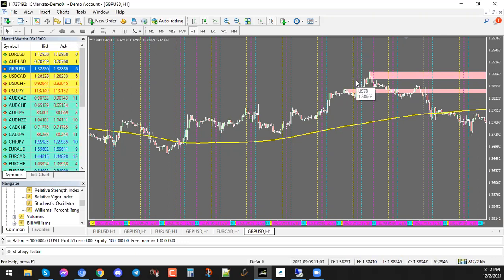And why am I looking for my entries inside of these time slots? Because that is where the majority of the volatility comes from. The volatility comes into the market between 2 a.m. Eastern Standard and 9 a.m. Eastern Standard. Okay, so I'm not looking for any entries anywhere else. I'm only looking for entries within 2 a.m. Eastern Standard and 9 a.m. Eastern Standard, because I know that the volatility is going to be coming into the market anywhere inside of that time slot.